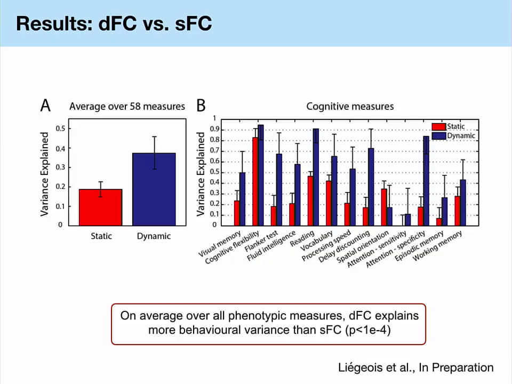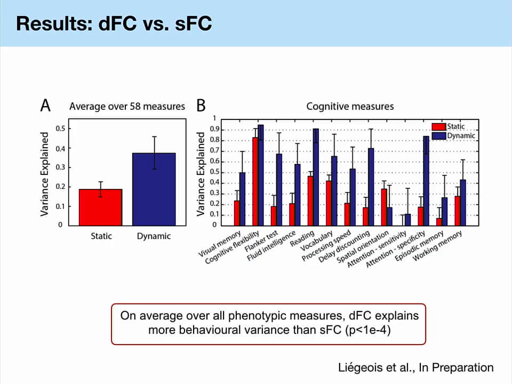And we see that on average, dynamic functional connectivity explains much more behavioral information than static functional connectivity. So on the right, I also represent some of the 58 behavioral measures, which are here the cognitive measures. And this is the first interesting result because it means that using a dynamic approach, we first encode more statistical information, but this statistical information translates into more behavioral information.